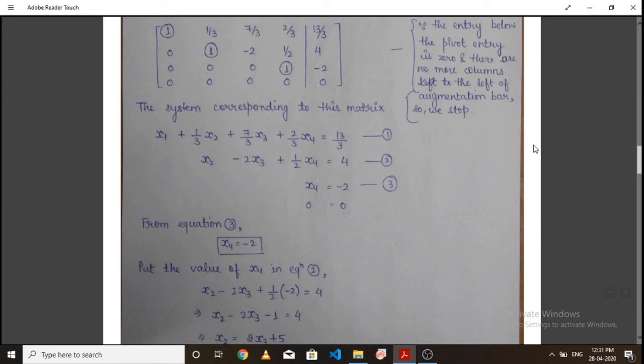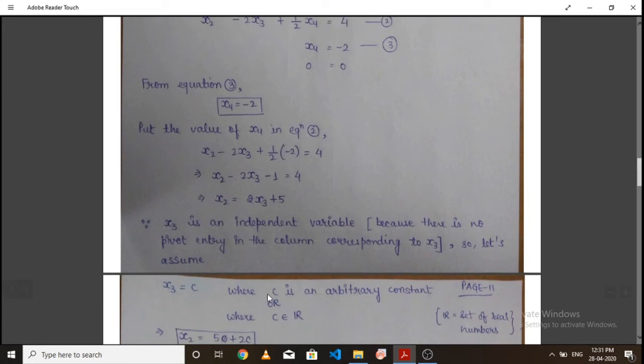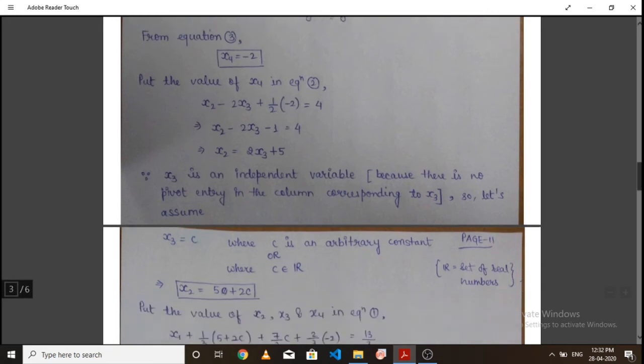Whenever an independent variable comes into the picture, you have to assume some value for that independent variable. So here I am assuming x3 equal to c, where c is some arbitrary constant, or you can say c is a member of the set of real numbers. Right? So I have mentioned the reasoning here as well. Since x3 is an independent variable, let's assume x3 equal to c, where c is some arbitrary constant.